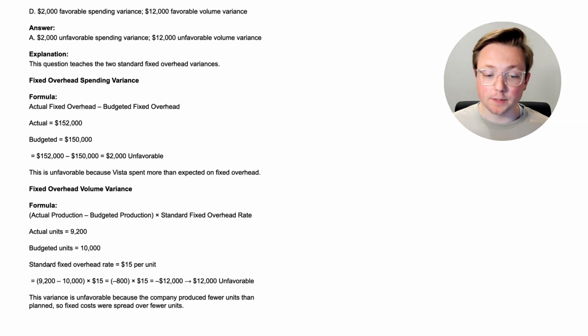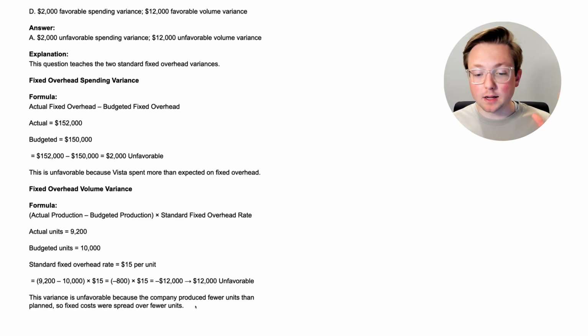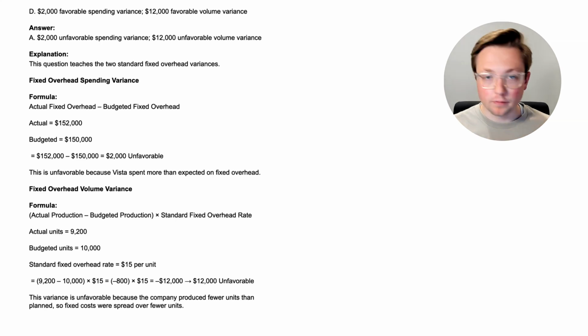Now let's do the calculation. You take this standard fixed overhead rate of $15 per unit and multiply it by that difference. They did 800 fewer units than they were budgeted to do. Multiply that by 15 and that gives you $12,000, but it's an unfavorable variance because they lost $12,000. They made $12,000 less of product and also with an additional $2,000 of overhead cost as well. And the reason that that's unfavorable is because the company produced fewer units than planned, so fixed costs were spread over fewer units.